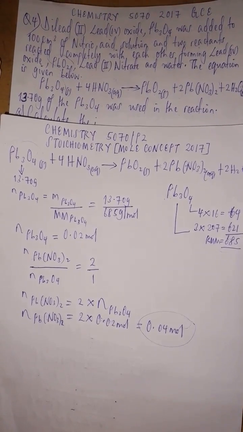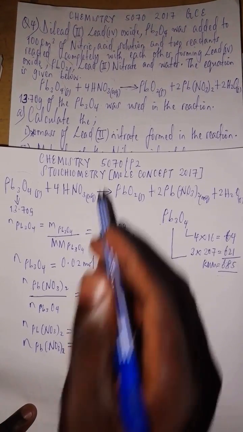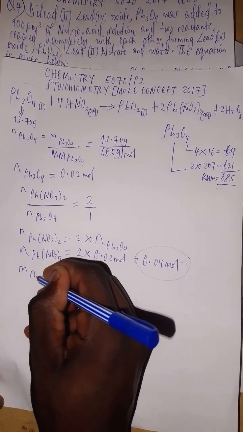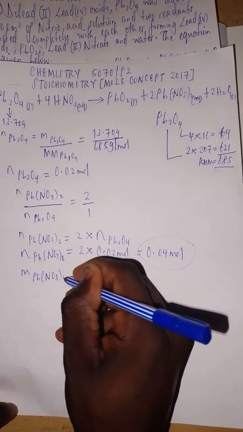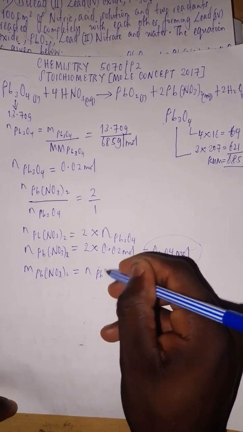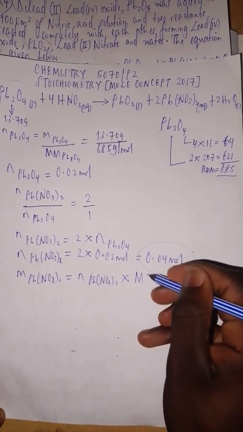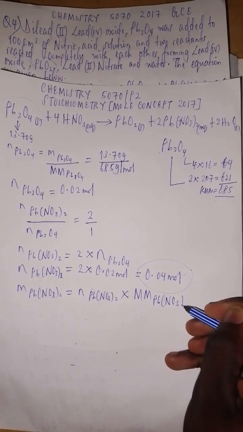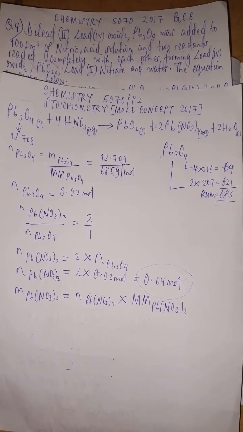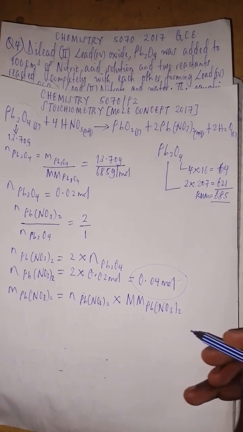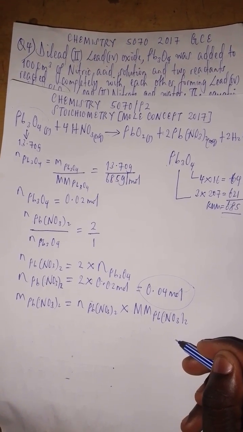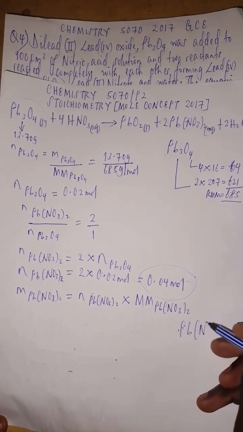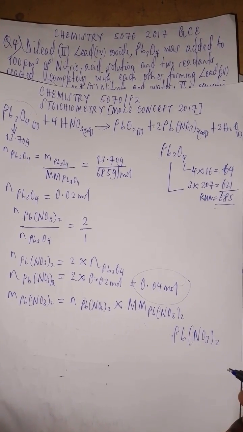Okay, now to find the mass, they asked about the mass of lead(II) nitrate in the reaction. So the mass of lead(II) nitrate will be equal to number of moles of lead(II) nitrate multiplied by the molar mass for lead(II) nitrate. So I'll calculate first the relative molar mass. So we have lead(II) nitrate, Pb(NO3)2.